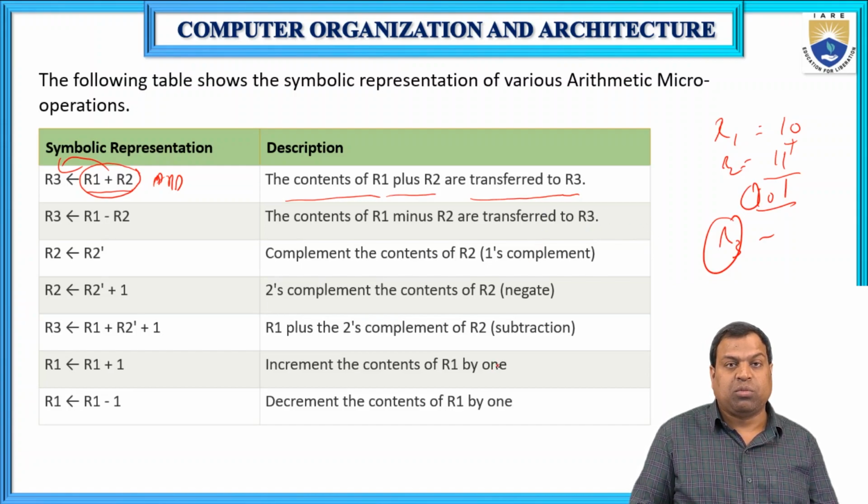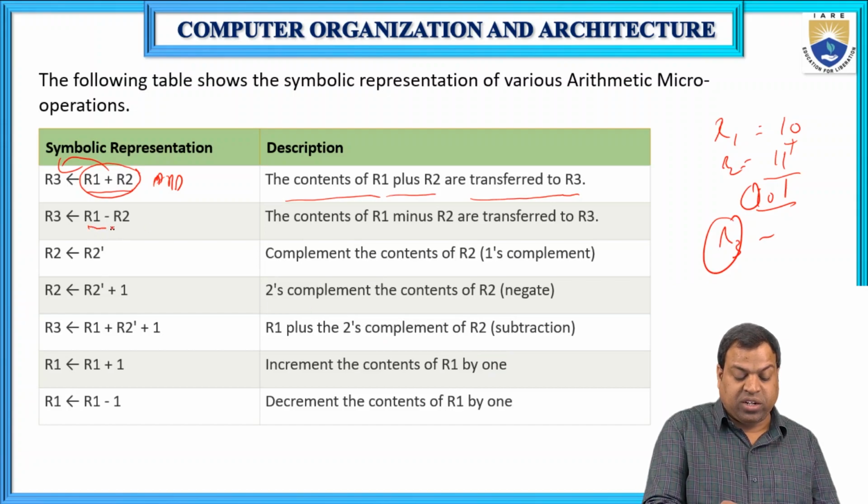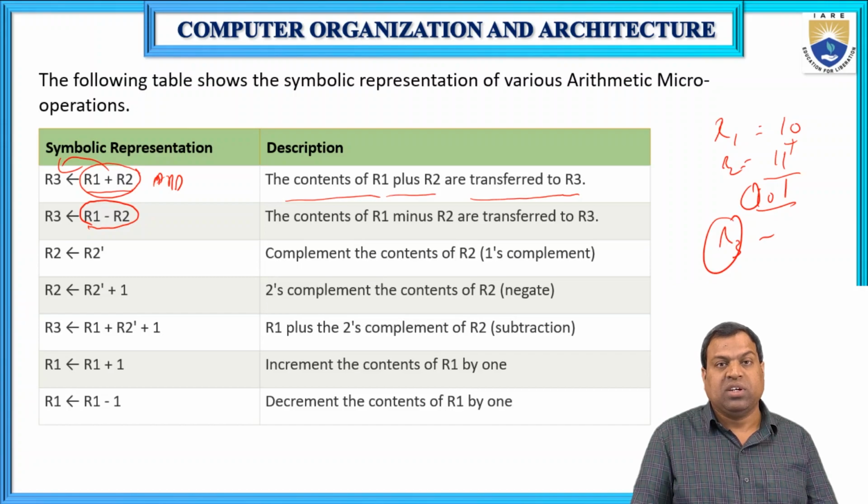R3 gets R1 minus R2. That means subtracting two registers, subtraction of two numbers. The resultant value is stored in R3. So the content of R1 minus R2 is transferred to R3.